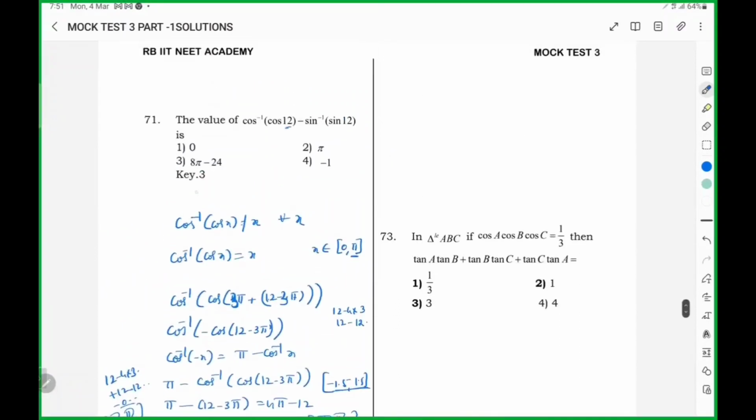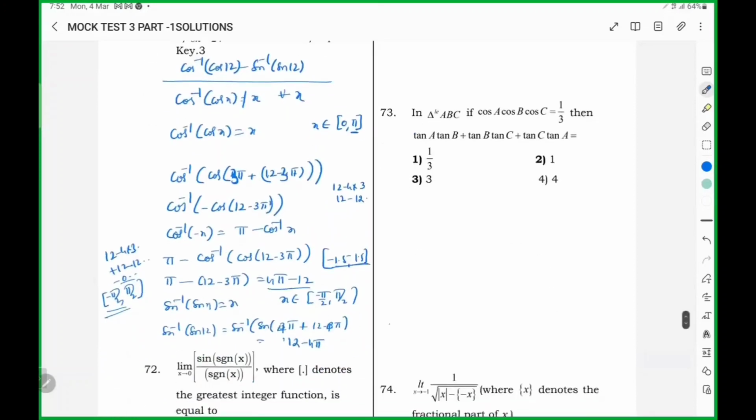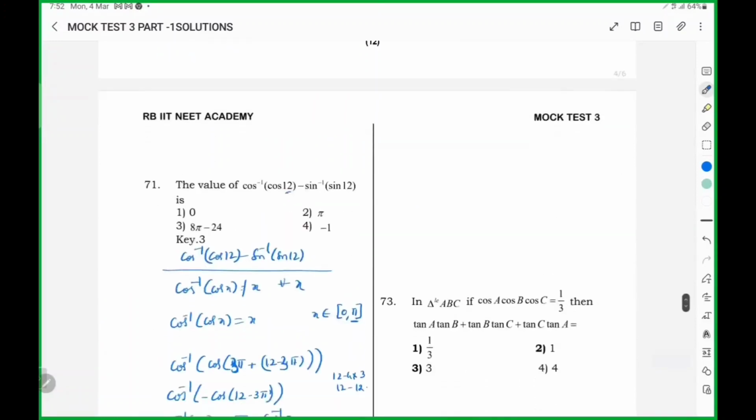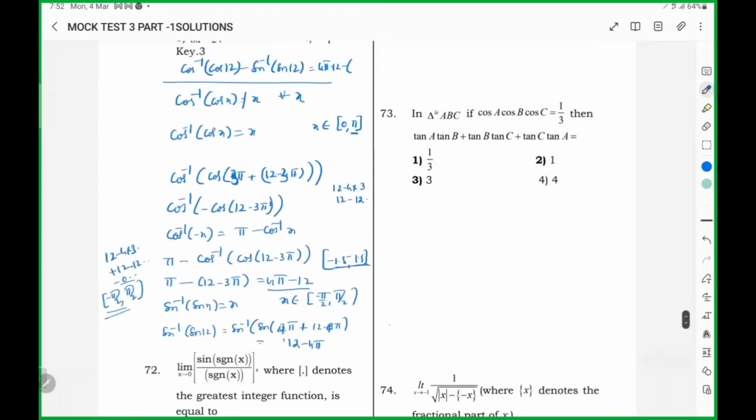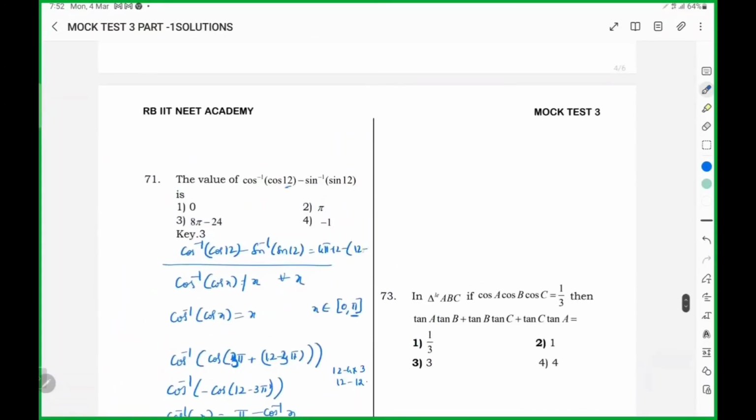So now finally, cos inverse cos 12 minus sin inverse sin 12 will be: one is 4 pi minus 12, the other is 12 minus 4 pi, which is 8 pi minus 25.